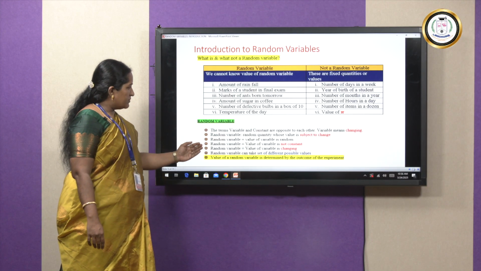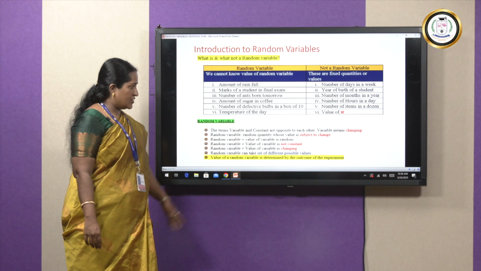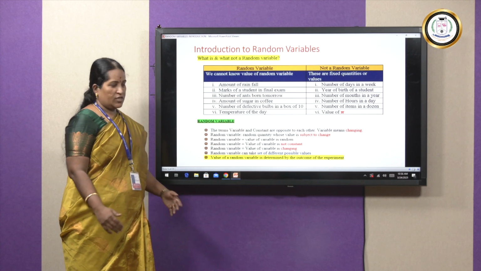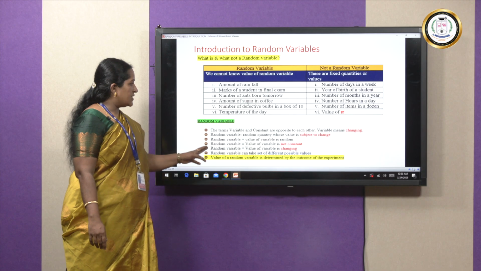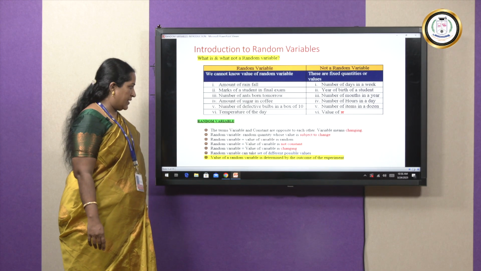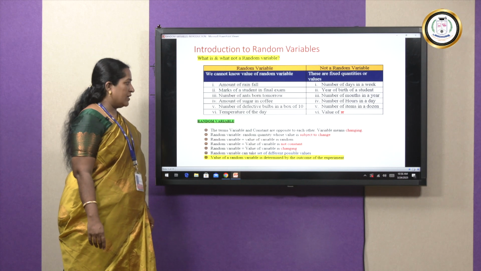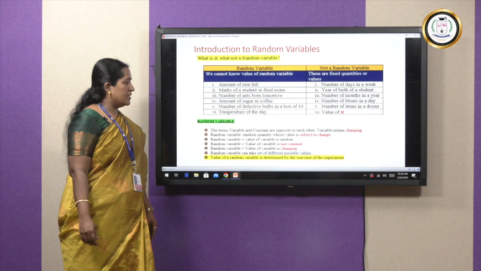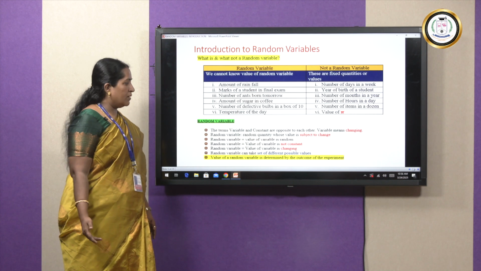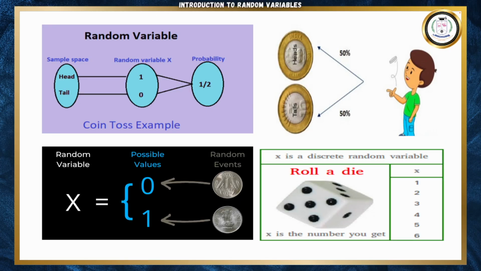That is, the terms variable and constant are opposite to each other. Variable means changing. The random variable is a quantity whose value is subject to change. Random variable means the value of the variable is random. Random variable means the value of the variable is not constant. Random variable means the value of the variable is changing. A random variable can take any set of different possible values. So the value of a random variable is determined by the outcome of the experiment. So this is for your motivation.